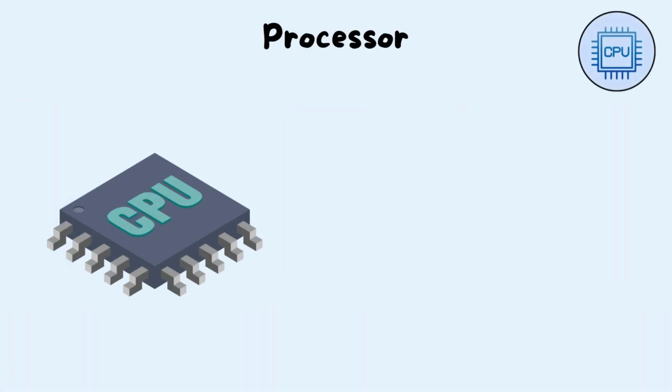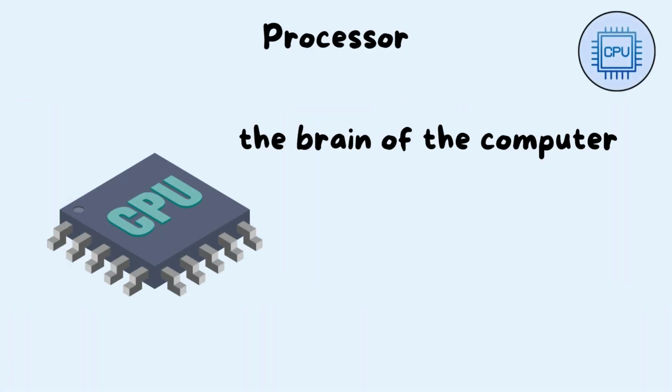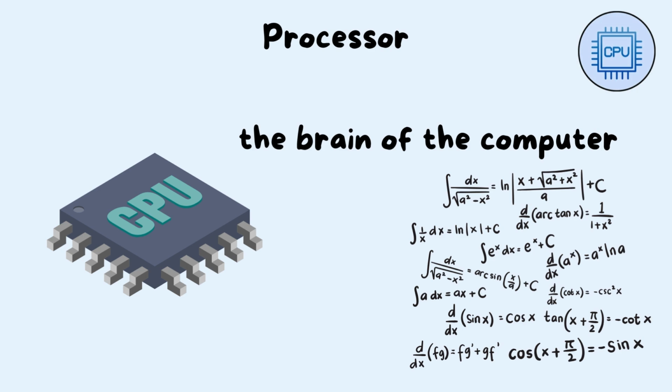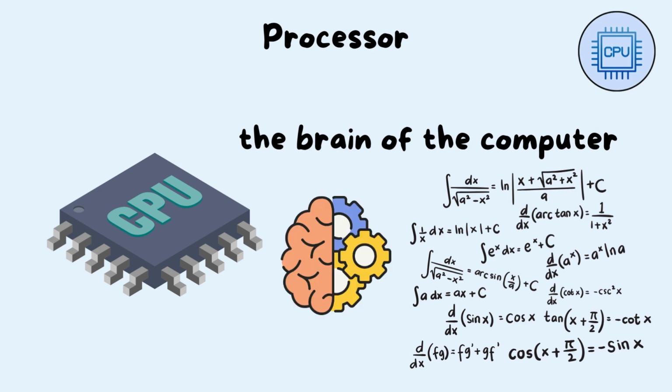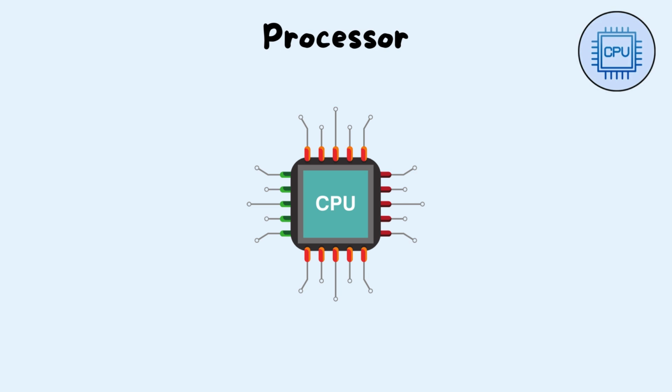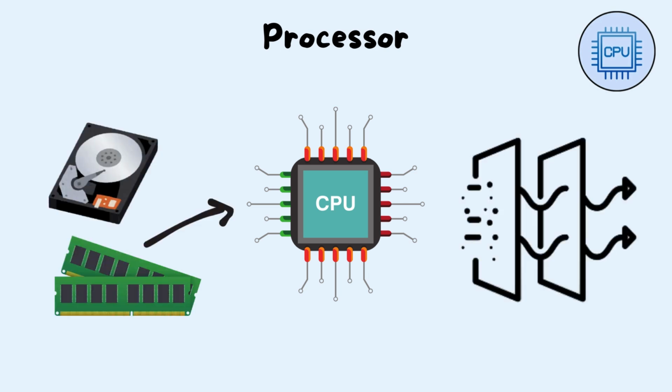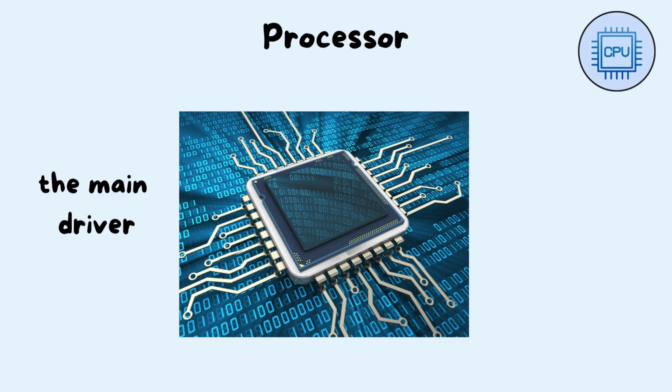Processor. The processor is the brain of the computer. It executes millions of calculations and logical operations per second to process data and run programs. Acting as the heart of the system, it receives instructions from memory, analyzes them, and executes them at high speed, making it the main driver of the computer's performance and responsiveness.